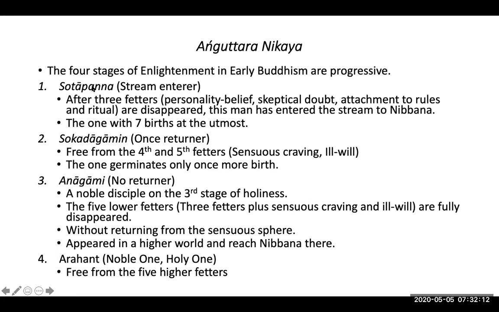And there are four stages of enlightenment in early Buddhism, which are progressive. So the four stages of enlightenment in early Buddhism can be enumerated: Sotapanna, stream enterer; Sakadagamin, once returner; Anagami, non-returner; Arahant. So four stages of enlightenment. Let's think about that.